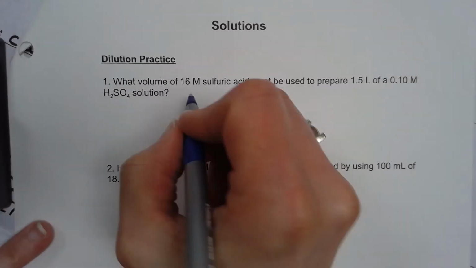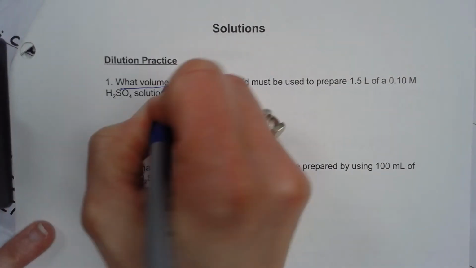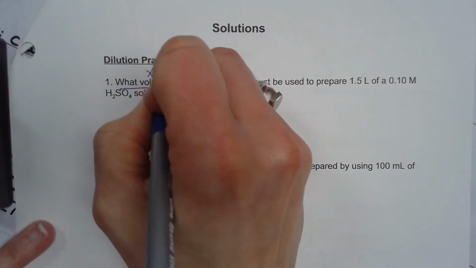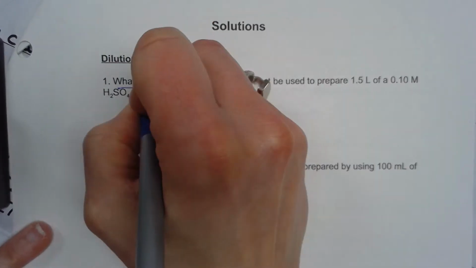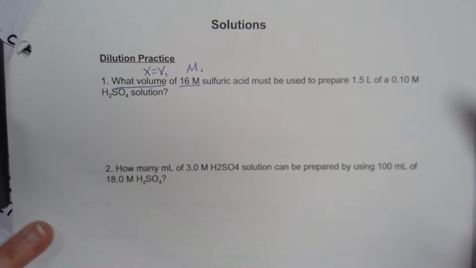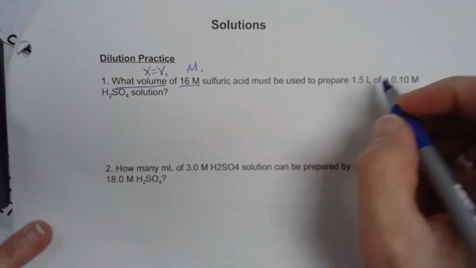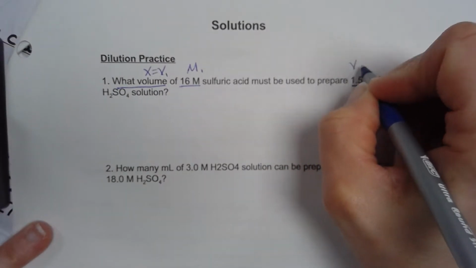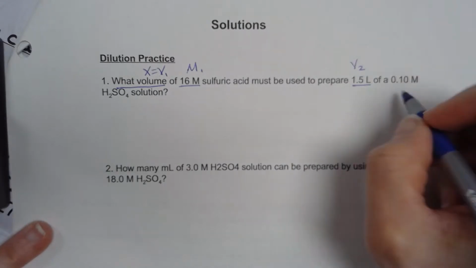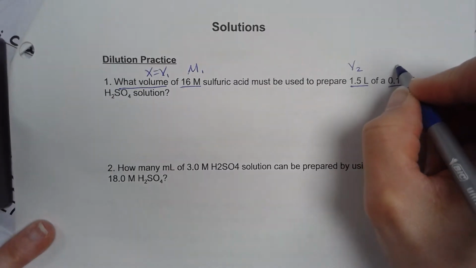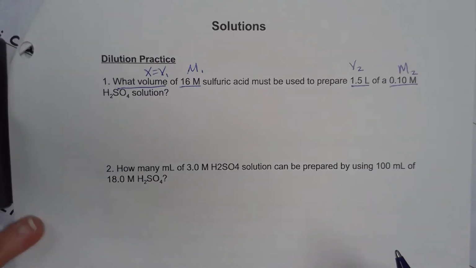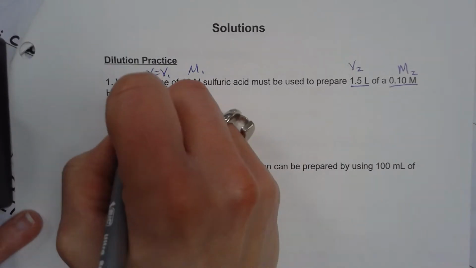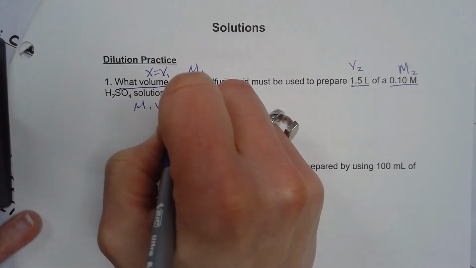What volume of 16 molar, and I'm just going to put V1 and M1 because that's what we're starting with, must be used to prepare 1.5 liters, so that sounds like something has changed, of a 0.1 molar, capital M, sulfuric acid solution? So our equation is M1V1 equals M2V2.